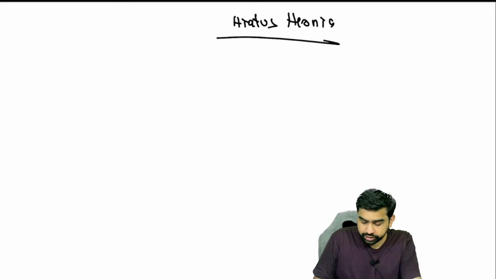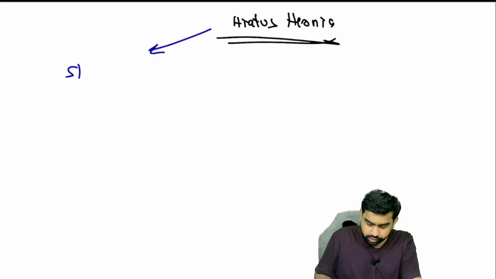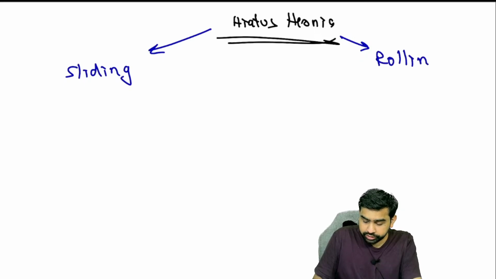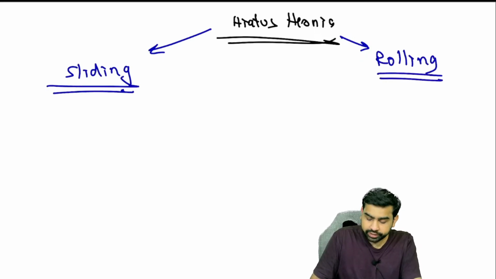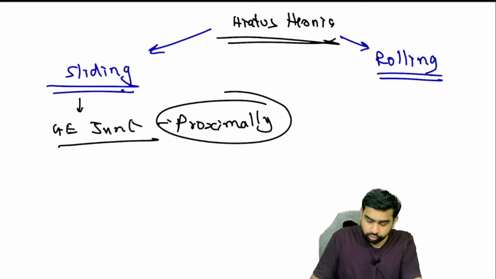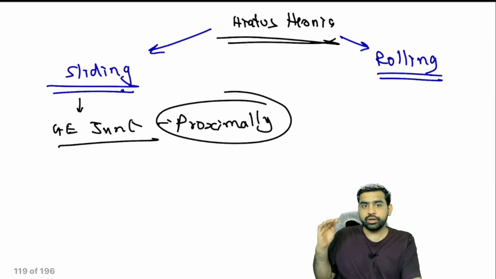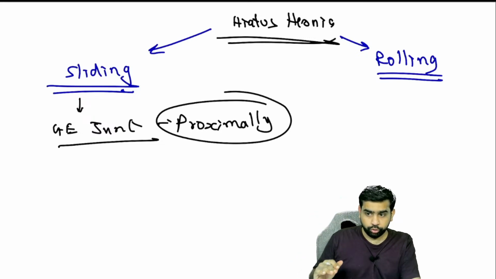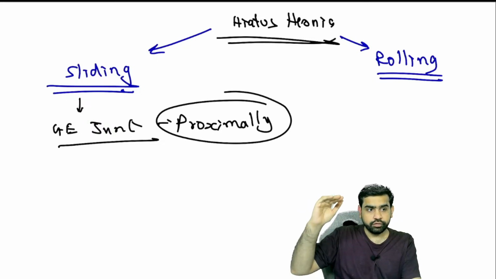So let's talk about the hiatus hernia. The hiatus hernia can be of two types. It can be either sliding or rolling. What do you understand by the sliding hiatus hernia? In the sliding hiatus hernia, the GE junction moves proximally. If the GE junction is moving proximally, the intra-abdominal length of the esophagus is going to go down.